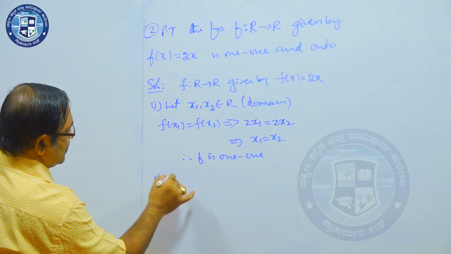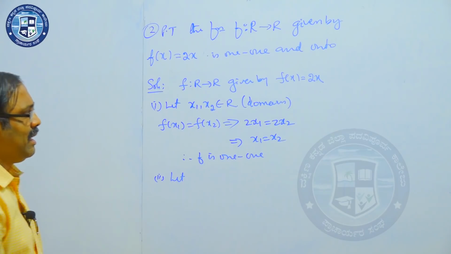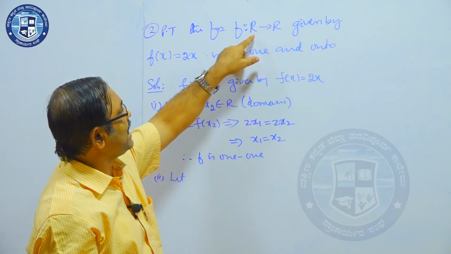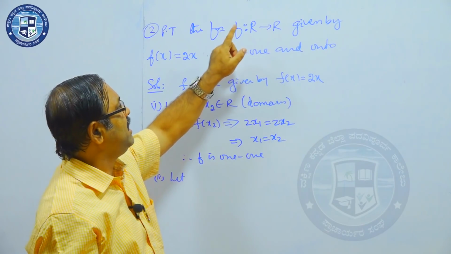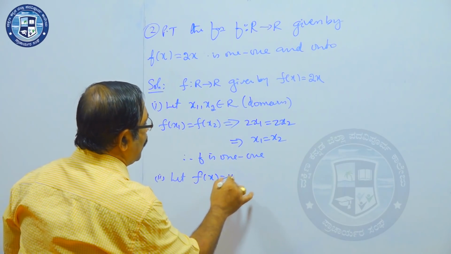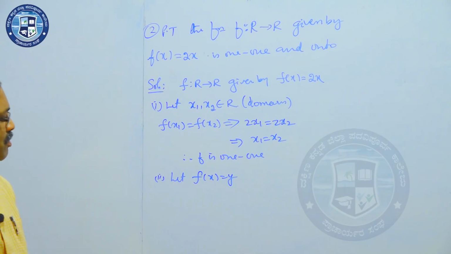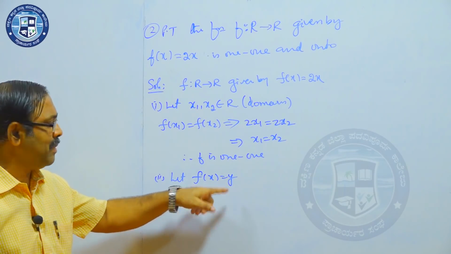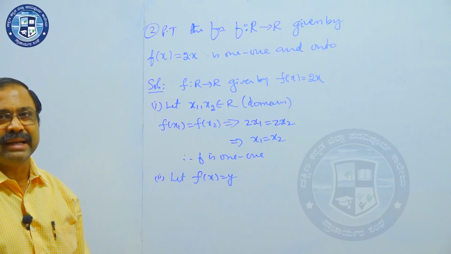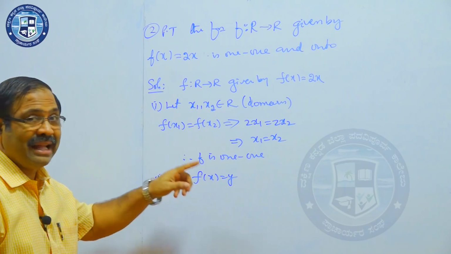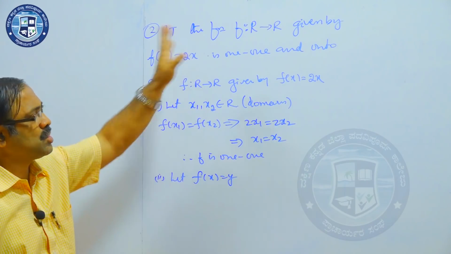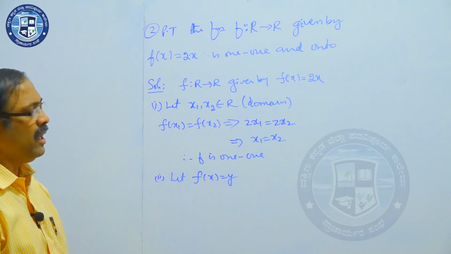Now, second case, for onto: for each y belonging to the codomain, there exists x belonging to the domain such that f of x is equal to y. So, I am writing, let f of x be equal to y. Now, what are you supposed to prove? You have located an element y in the second set. Now, you have to find an element x that must belong to the domain set. It is enough if you show that this x belongs to R. That actually defines onto.